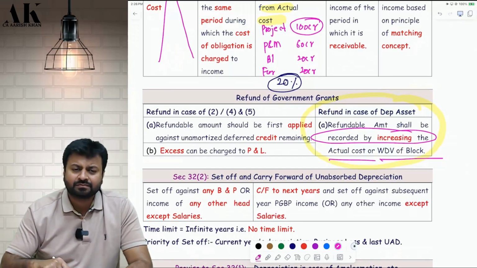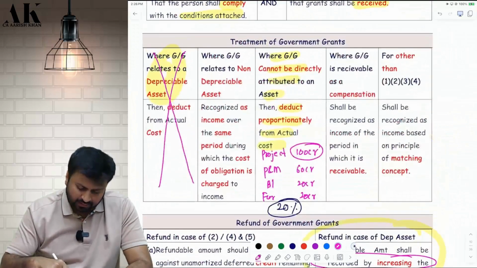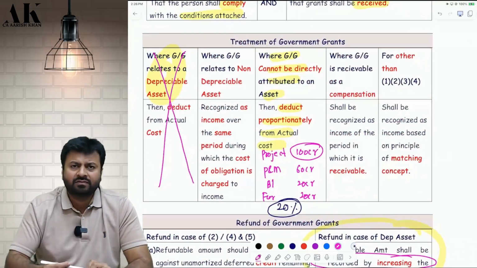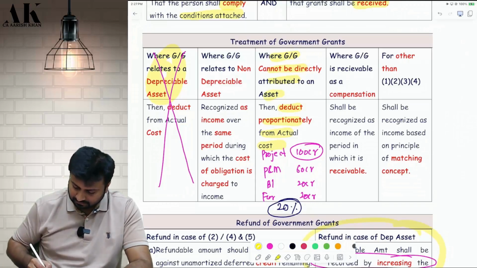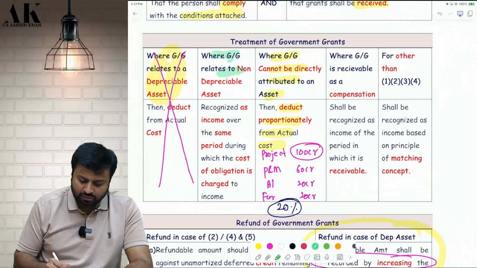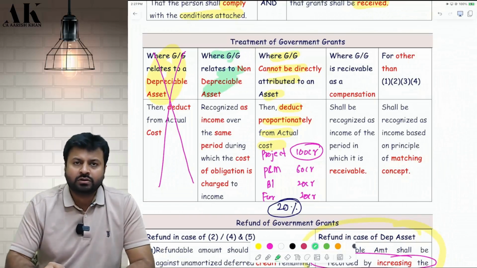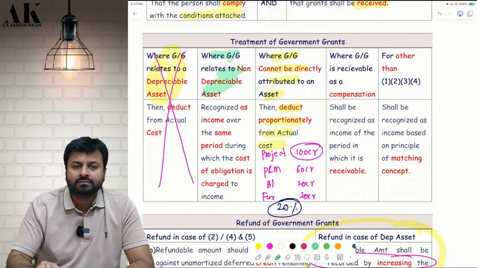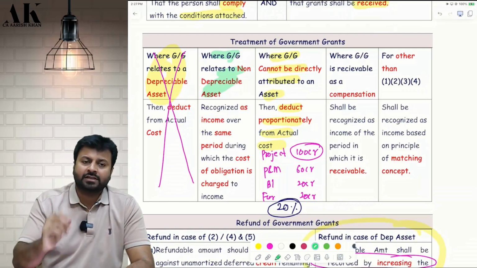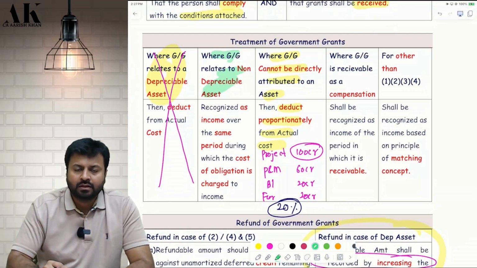Clear? Okay. Now what about other kind of grants? This was only with respect to depreciable asset. What about other kind of grants? Where the government grant relates to non-depreciable assets. Suppose the government gives you grant for, say, buying raw material. Your commitment is to buy raw material, or your commitment is to pay electricity bill. Okay. So if the government grant is not for fixed assets, not for depreciable asset, it's for other purpose.